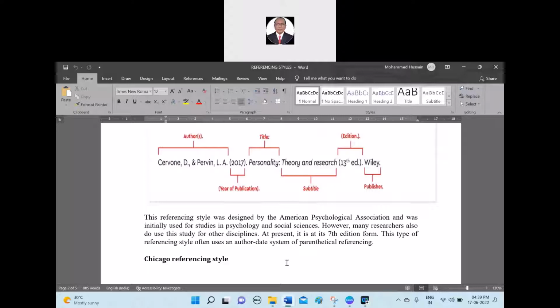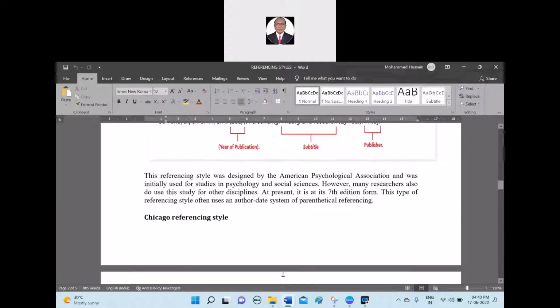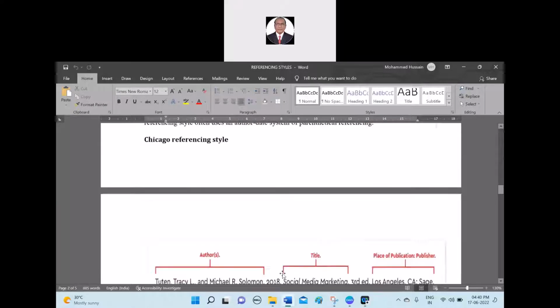At present, it is at the 7th edition. This type of referencing style is often used in the author-date system and is called parenthetical referencing. They say parenthetical referencing because the year is in the parenthesis. That way, the other name is parenthetical referencing.